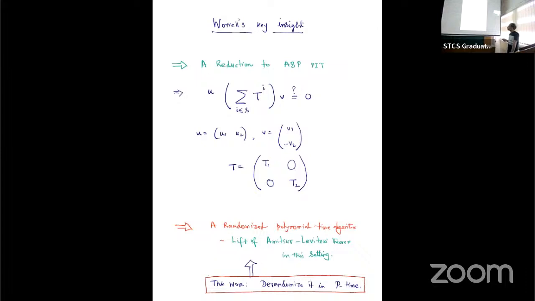And to solve this, Warrell developed a randomized polynomial time algorithm. You can think of this as a generalization of the well-known Amitsur-Levitzki theorem in the noncommutative setting. And this one, we de-randomize it. This is the main contribution.